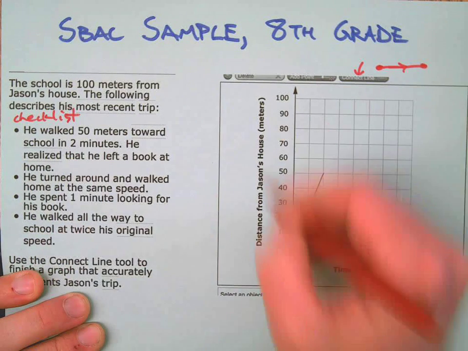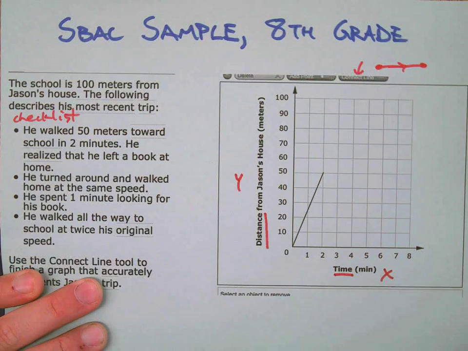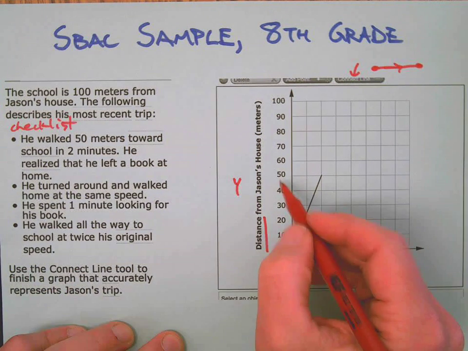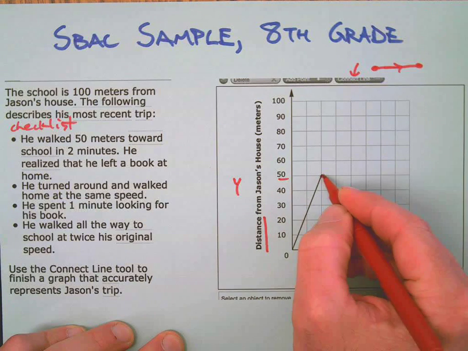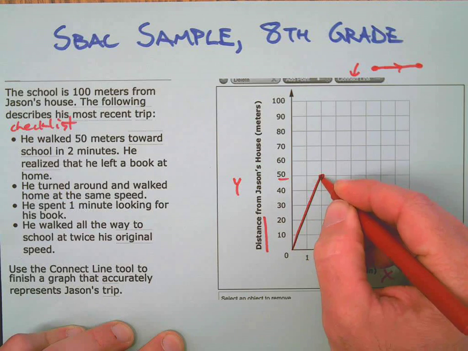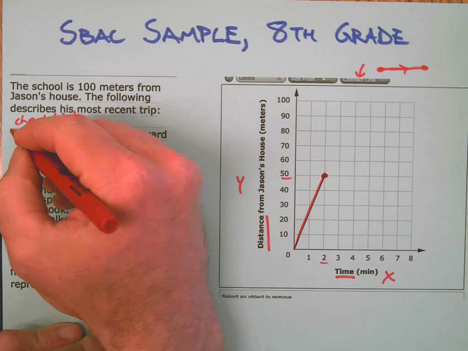He walked 50 meters, so we have our distance and our time, x and y axes, okay? He walked 50 meters in 2 minutes. So that's what they give you. So they get you started on step 1 on this particular sample problem. Let's see what happens next.